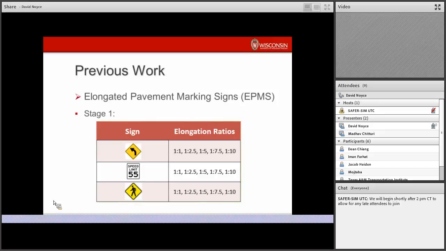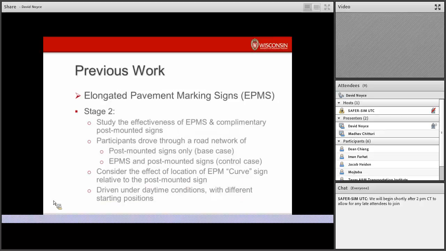and two types of warning signs, the curve and the pedestrian one that you see, as well as a speed limit sign. And we wanted to explore the different types of elongations that went along with that. So we looked at elongations from 1 to 1, or no elongation, all the way up to 10 to 1. And long story short, what we found was as elongation increased, drivers' ability to see the information further upstream increased as well. But there were some limits to what we could do, and the elongation of 5 to 1 seemed to be the one that worked best for us.